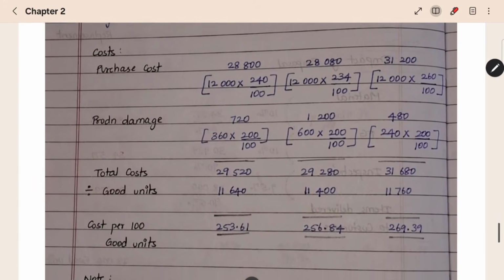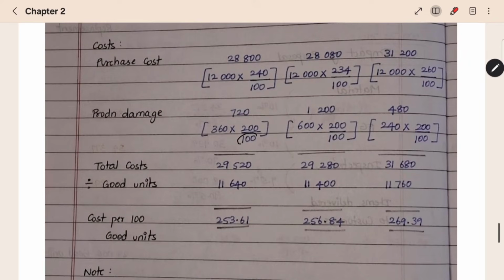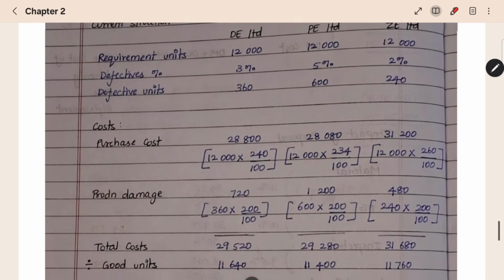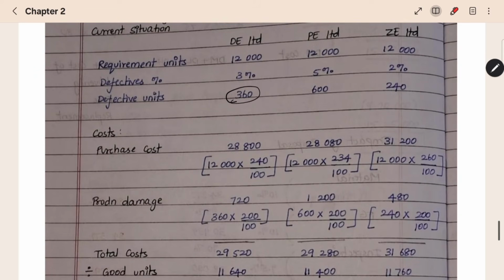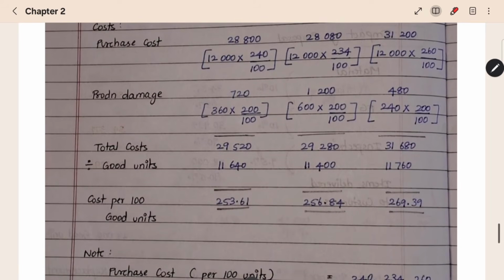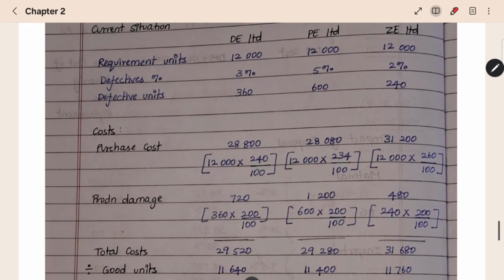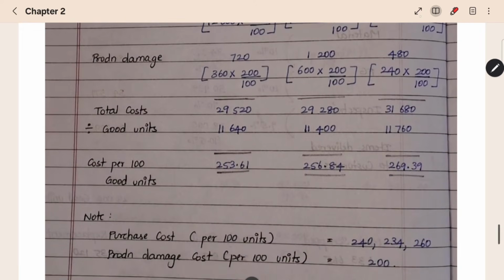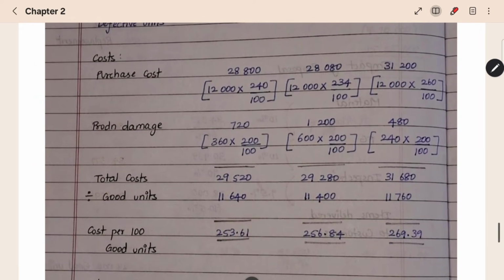Next thing is production damage. Production damage is, if you use 100 defective components, 200 will be the cost. So how much will be the cost if you use 360 defective components? Because in the first supplier we are getting this much defective, and we do not have an inspection process, the entire 360 defective units are going into the production process. So for 360 units, we calculate the production damage cost and add it in the cost. Like that for the respective suppliers also, this many defective units will be going into the production process, and for that we include the damage cost. This is the total cost, purchase cost added with production damage for each supplier.